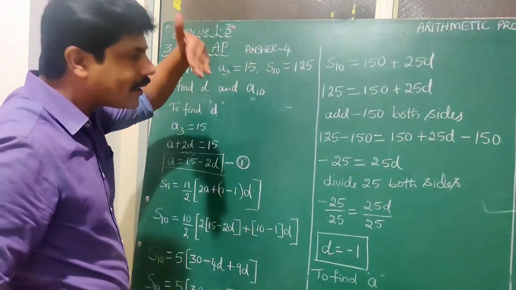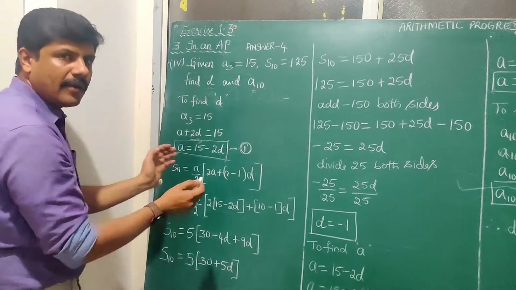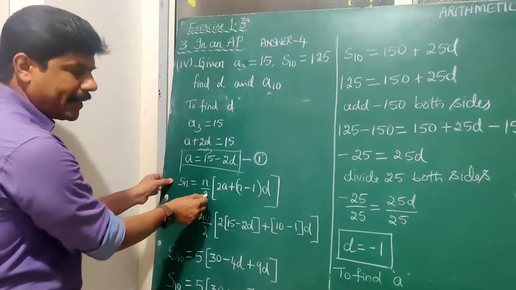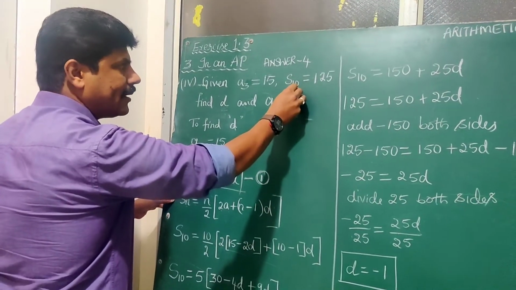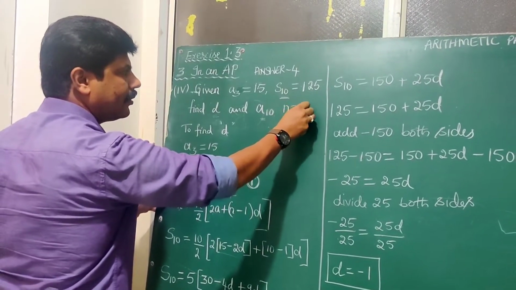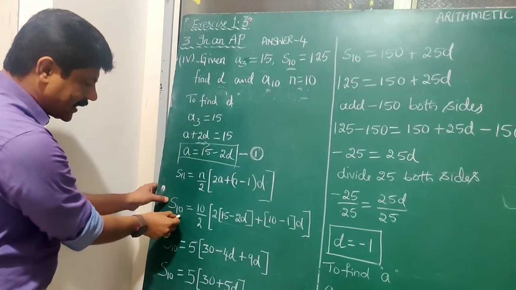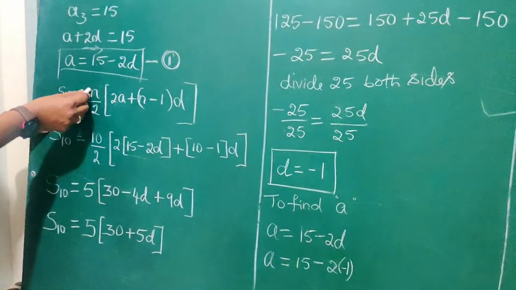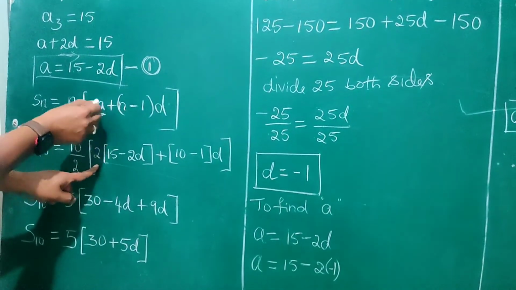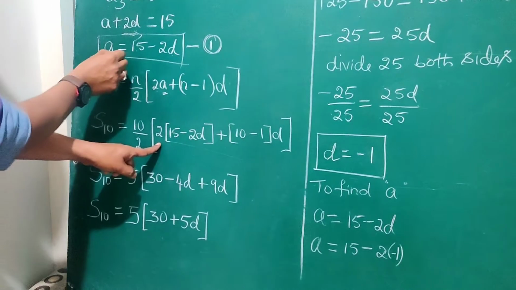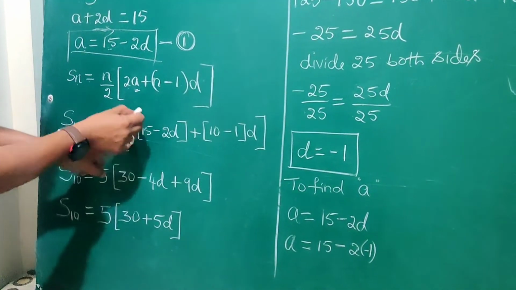Now another clue is there. S10 is equal to 125. We know the formula: Sn is equal to n by 2 into 2a plus n minus 1 into d, for which S10 is there. 10 means n is equal to 10. So substitute here. Sn becomes S10 is equal to n by 2, that is 10 by 2 into 2. The A value we have found here, that is 15 minus 2D, you substitute here in place of A.